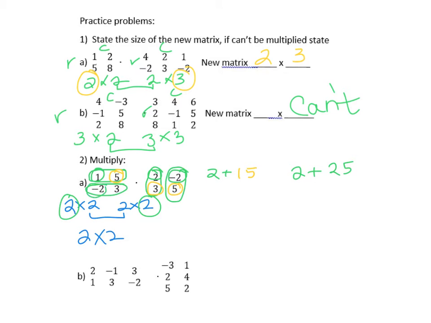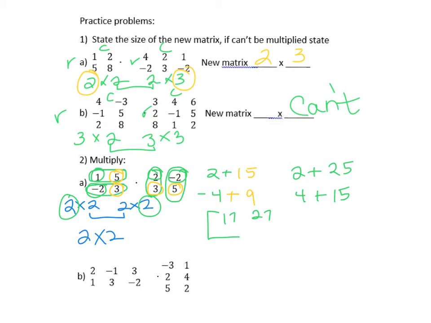So now I'm going to go negative 2 times 2 is negative 4. And then I would do 3 times 3, which is 9. And I'm going to jump to the next column and do the same thing. So now I'm going to do negative 2 times negative 2 is 4, and 3 times 5 is 15. Okay, then I'm just going to add.